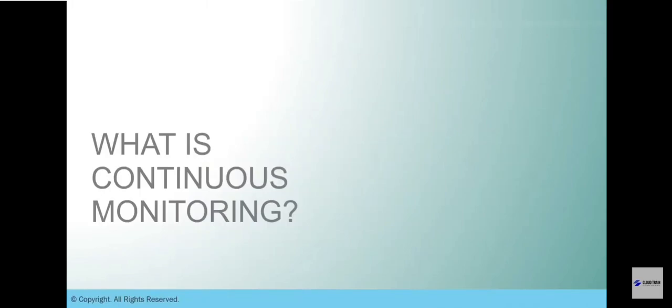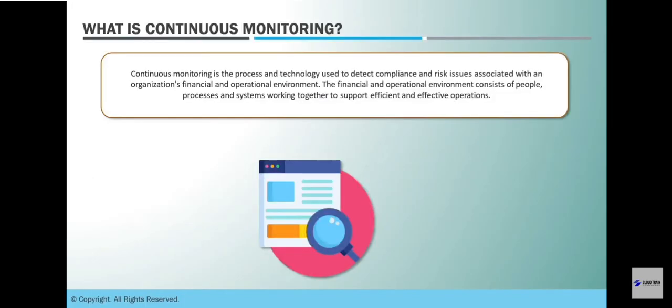So let's discuss continuous monitoring. What exactly is continuous monitoring? Continuous monitoring is the process and technology used to detect compliance and risk issues associated with an organization's financial and operational environment. The financial and operational environment consists of people, process, and systems working together to support efficient and effective operation. So everything that you have deployed in IT, especially using DevOps.